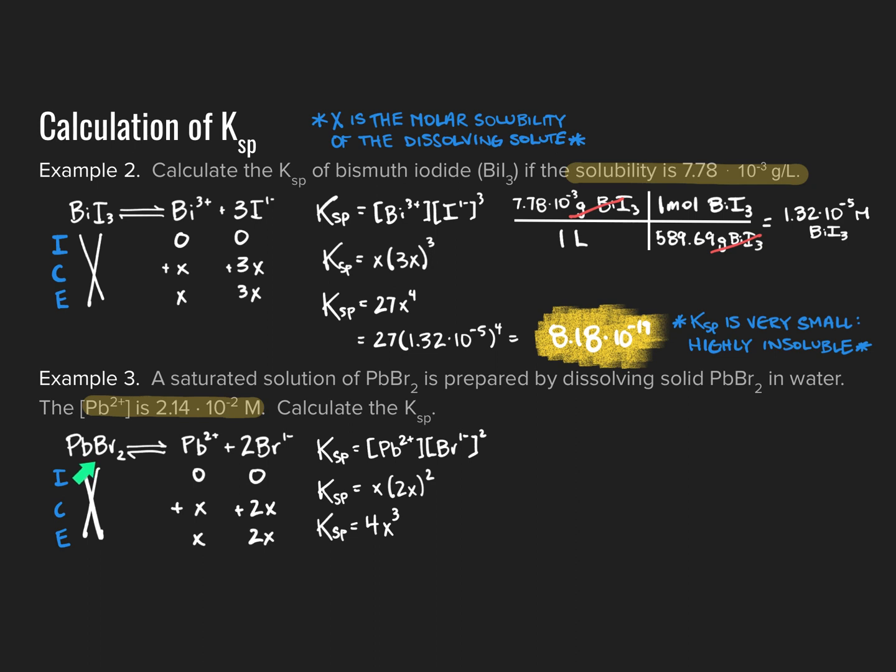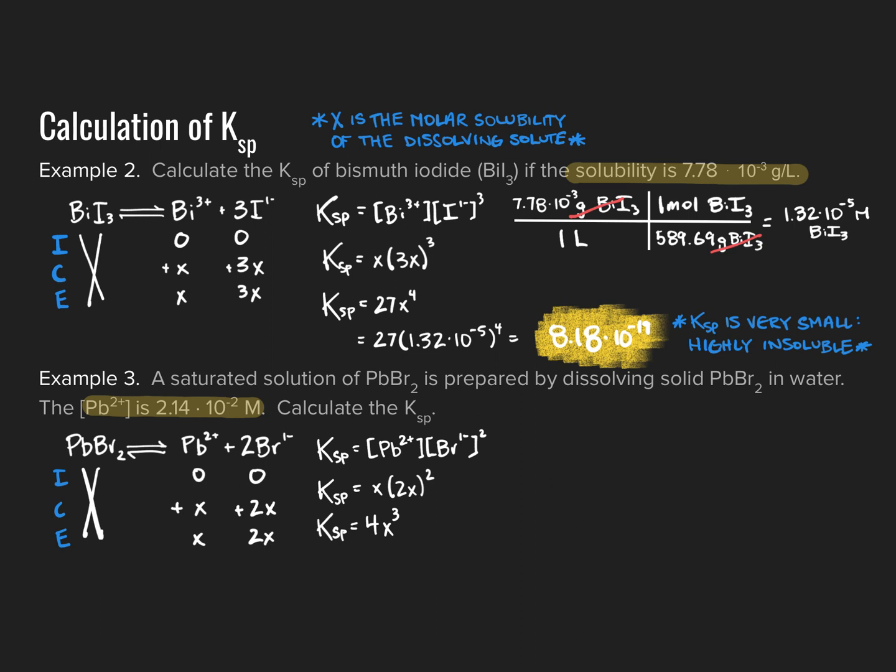That is, there's a 1-to-1 molar ratio between those two species, which implies, therefore, that the X value in this system, that is the molar solubility of this solute, is the same thing as the concentration of that lead ion in solution. So in this problem, I was literally given X. And that makes my life very, very easy.